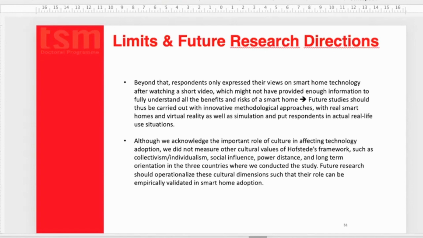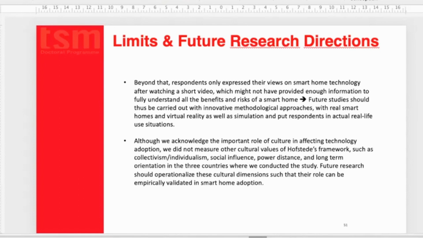I'm opening a bracket. This is actually what I'm doing with a DBA student of the first batch of the DBA. He's working for AC Assets in Bangkok, and he's working on smart homes. Hopefully we might test a model, or a slightly different model, with real smart home users in real smart homes which exist in Bangkok.